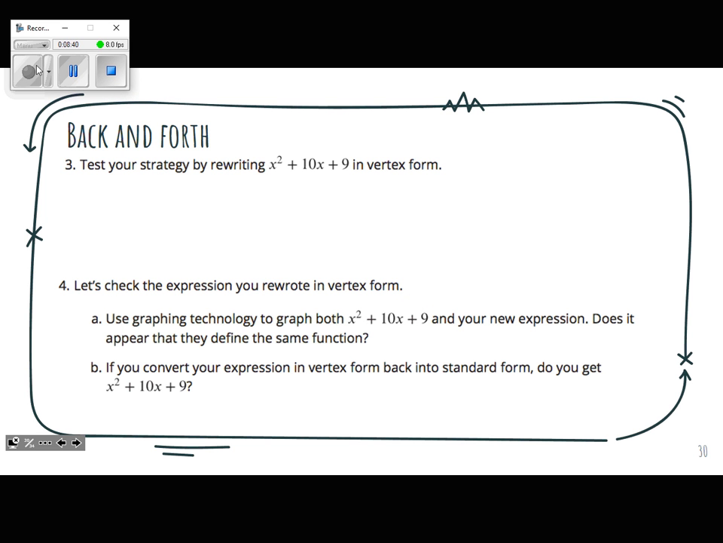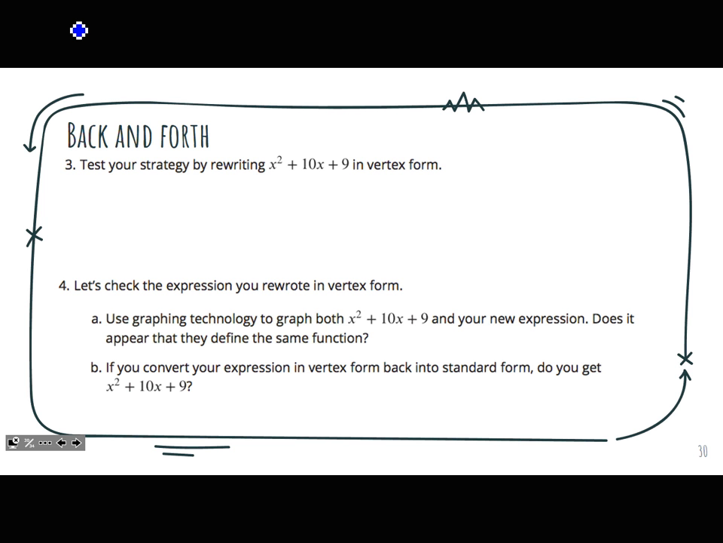Okay, let's take a look. So let's think about the term x squared plus 10x plus 9. Now let's see if we can write it in vertex form. Well, here's how it's basically going to work. What we want to do is complete the square on here in order to create that x plus something squared term. We know it's going to involve a 5 because 10 divided by 2 is 5.